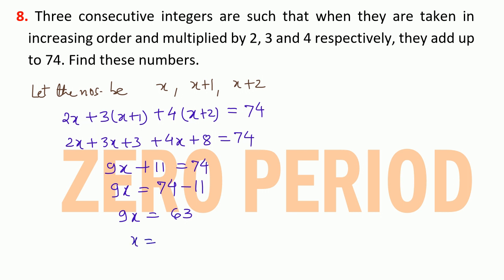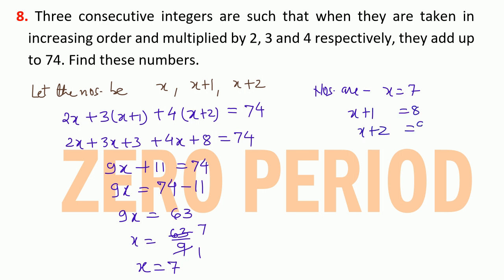So x is equal to 63 upon 9. When you cancel this, 9 ones are 9 and 9 sevens are 63, x is equal to 7. This is the value of x only. In this way you got the first number, and the second and third we can get easily by putting the value of x. Numbers are x is 7, then x plus 1 is 8, and then x plus 2 is 9. These are the desired numbers. You can write your answer finally.